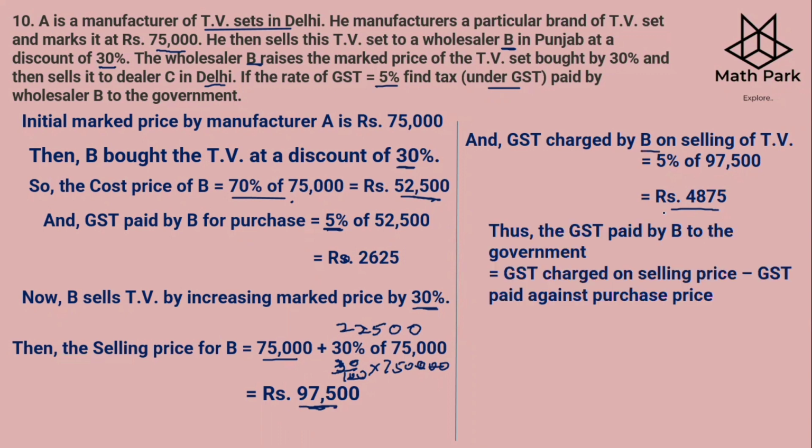Then the GST paid by B to the government is GST charged on selling price minus GST paid against purchase price. So on selling price, the GST was 4,875 and on purchase price, the GST was 2,625. So the net GST payable to the government is 4,875 minus 2,625, which is 2,250. Got it? So this is the net GST paid by the wholesaler B to the government.